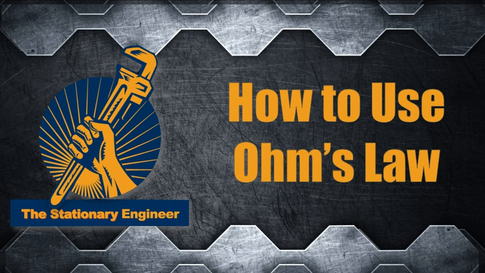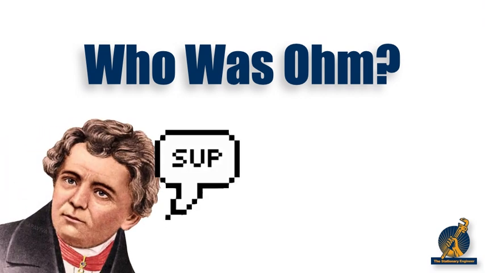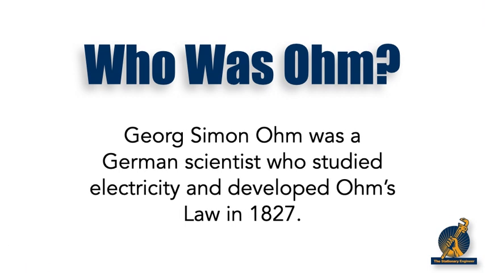Now you might be asking yourself, who was Ohm? Well, way back in 1827, there was a German scientist who studied and developed Ohm's Law. His name was Georg Simon Ohm. He actually spent 3 to 4 years electrocuting himself and noting what voltages and what currents did the most harm. Kind of weird if you ask me, but it's actually quite useful to us.